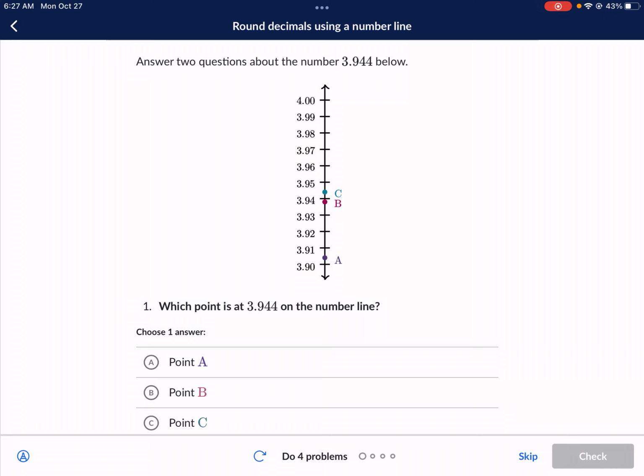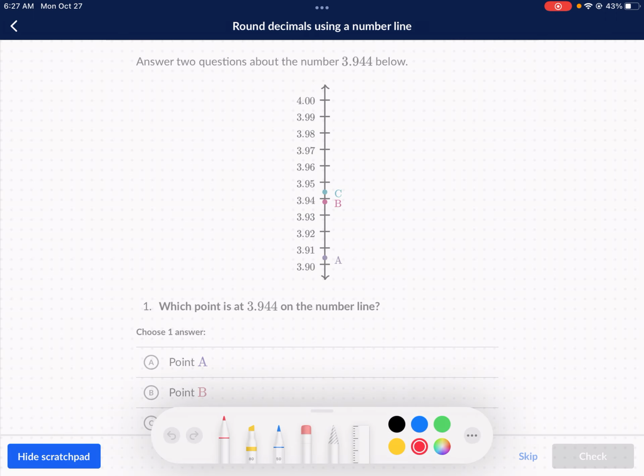Answer 2 questions about the number 3.944 below. The way you would say that is you would say 3 and, you say "and" for the decimal. And then you just read the number after the decimal like a regular number, 944, and then the place value is thousandths. Let me say it one more time for you. That's 3 and 944 thousandths.